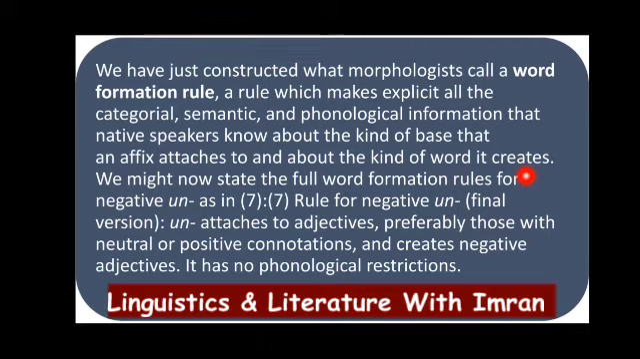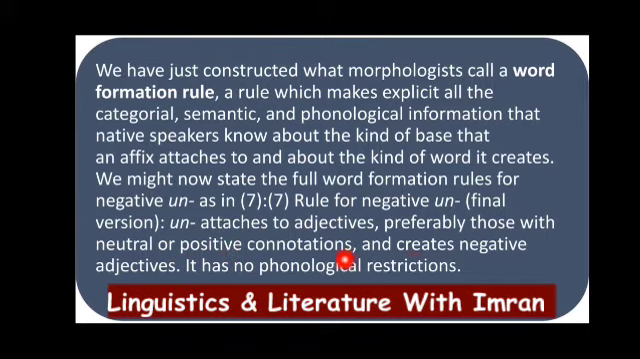So a rule which makes explicit all the categorical, semantic and phonological information that native speakers know about the kind of base that an affix attaches to and about the kind of word it creates. So the rules the native speaker already knows, but we don't know, right? We have to learn from native speakers of the language. We might now state the full word formation rule for negative un, as in 7. Rule for negative un, final version. Un attaches to adjectives, preferably those with neutral or positive connotation.